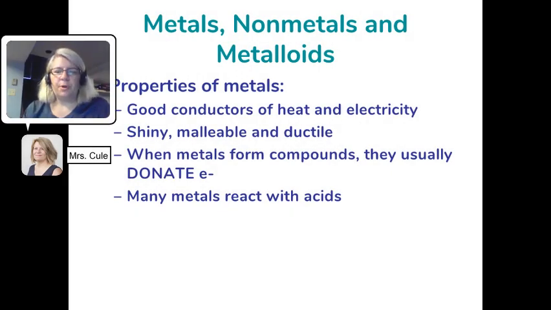The vast majority of the elements in the periodic table are metals. They are the elements on the left side of the periodic table. They are good conductors. They're shiny, malleable, ductile. They tend to donate electrons. They usually have only a few valence electrons. They want to get rid of those in order to be stable. So they tend to donate, and they like to react with acids.